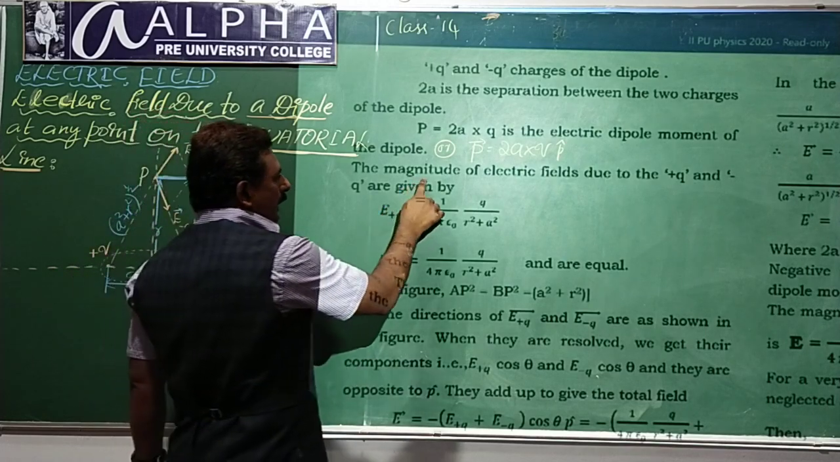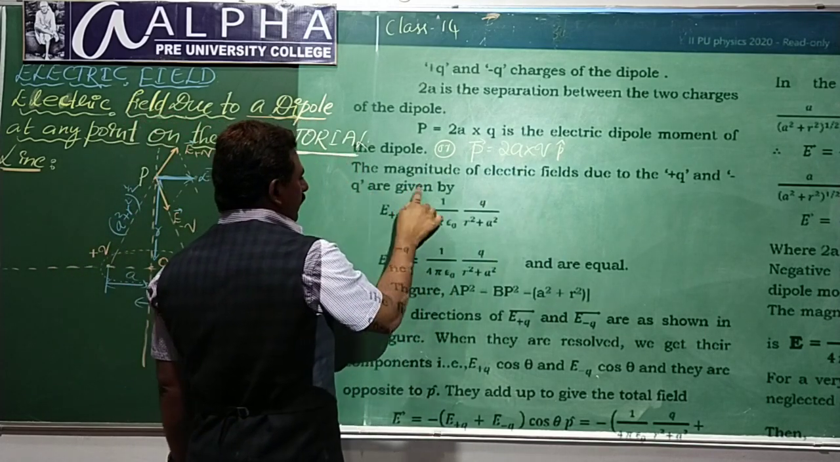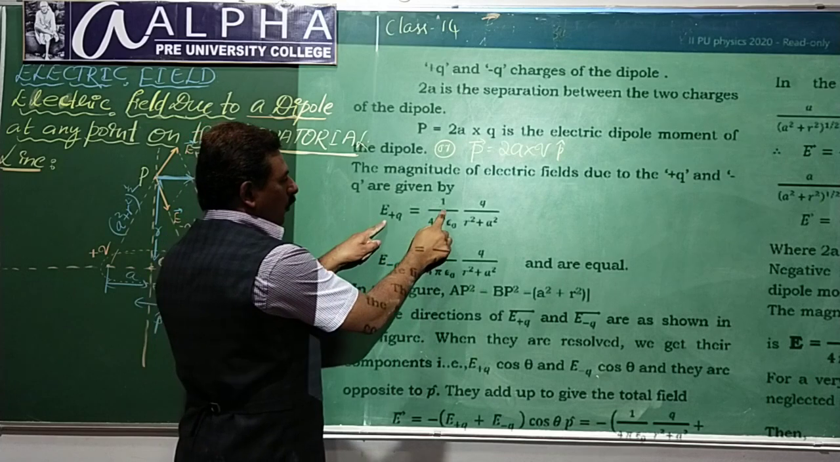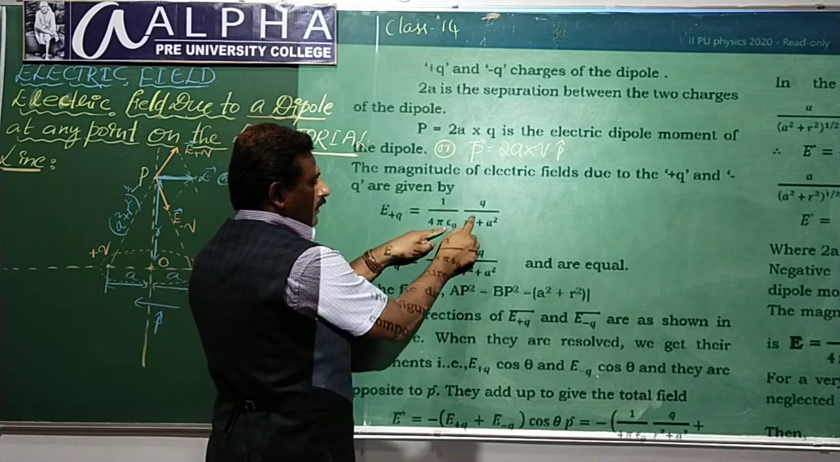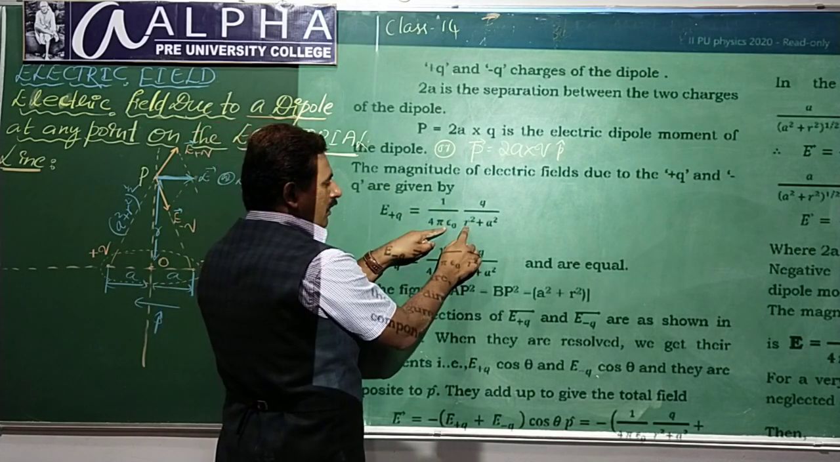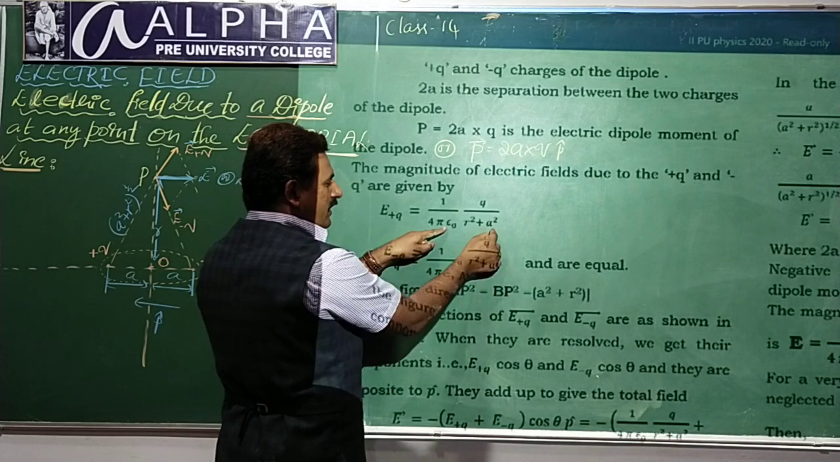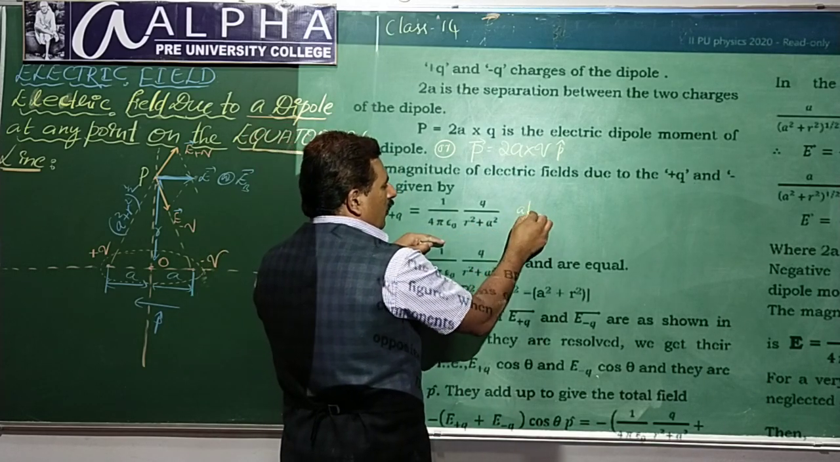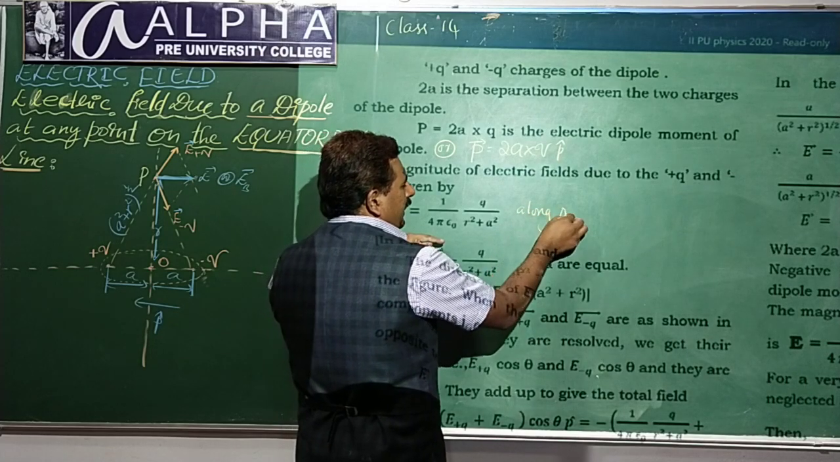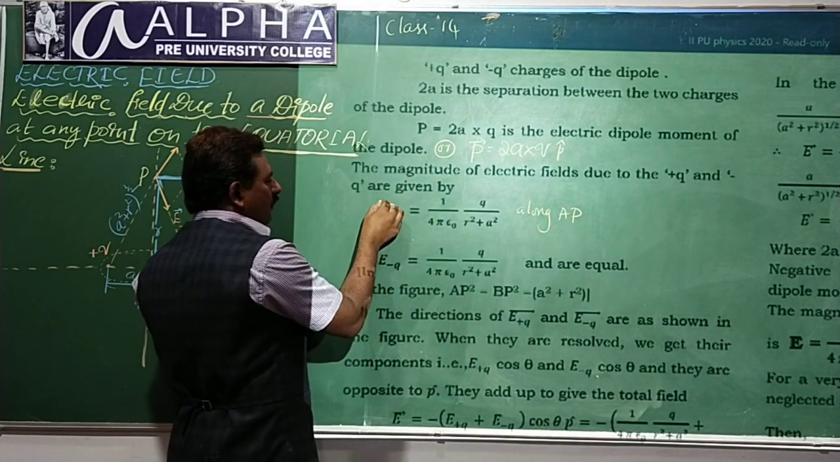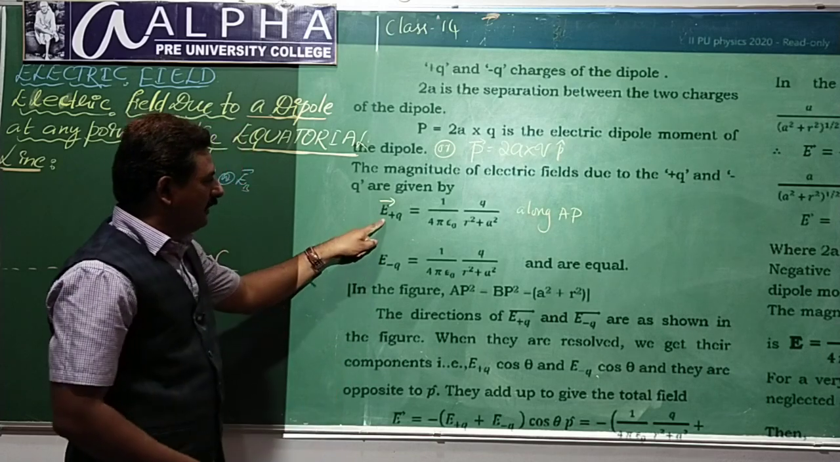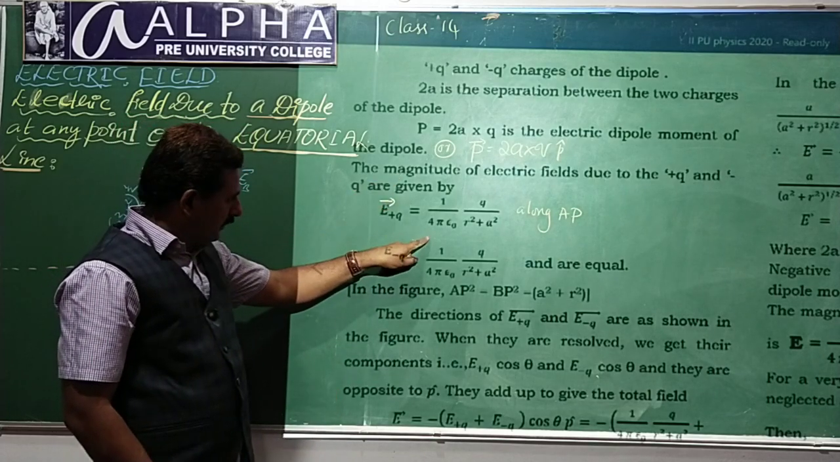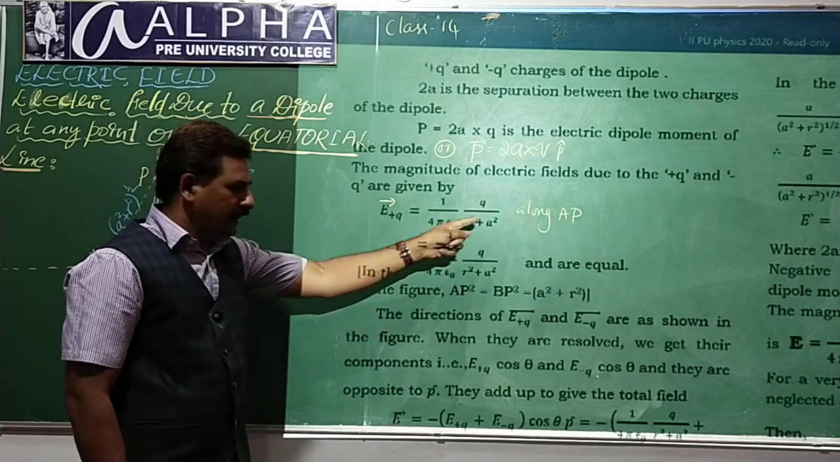Then the magnitudes of the two electric fields due to plus Q and minus Q: what is E plus Q? 1 over 4 pi epsilon naught, charge Q divided by R square plus A square, whole square. It is actually AP, we wrote, along the direction A to P. You can write it this way, as I showed. Here we have written the magnitude. You can write the arrow also.